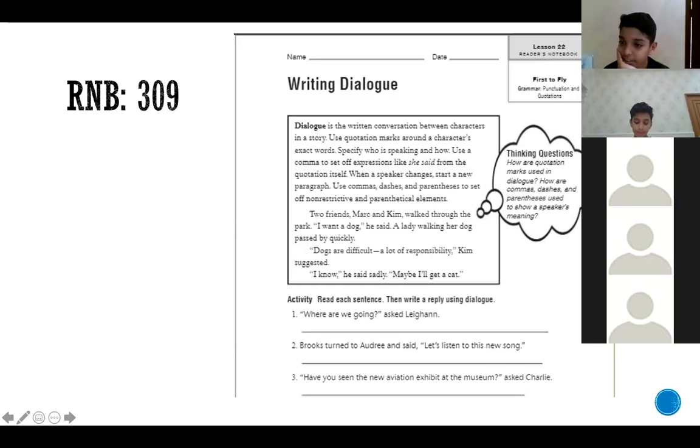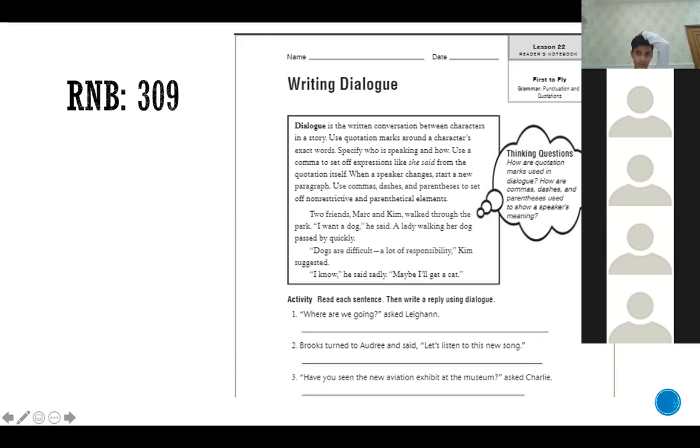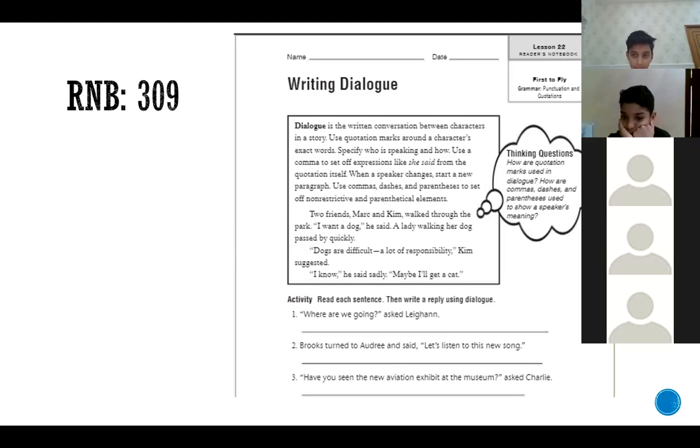Brooks turned to Audrey and said, comma, let's listen to this new song. So what do we do? Audrey has to reply, right? Audrey will say, either Audrey can say, no, I don't want to listen to the new song. Write it down. We cannot answer this question.